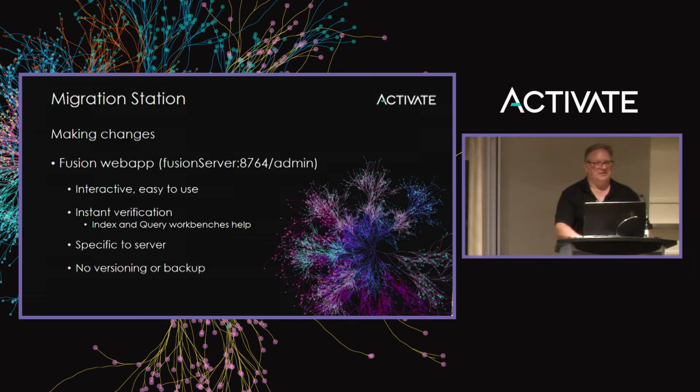So there's different ways to make changes. The first way, and probably what everyone starts with, is with the Fusion web app. You go to port 8764 and log in with your ID. The web application is very easy to use. It's interactive. You have the pipeline workbenches, which work pretty well in 3. They didn't work too well in 2. It makes it very easy to interactively make changes. And I'm sure everyone's done that already. That's probably the first way you do it.